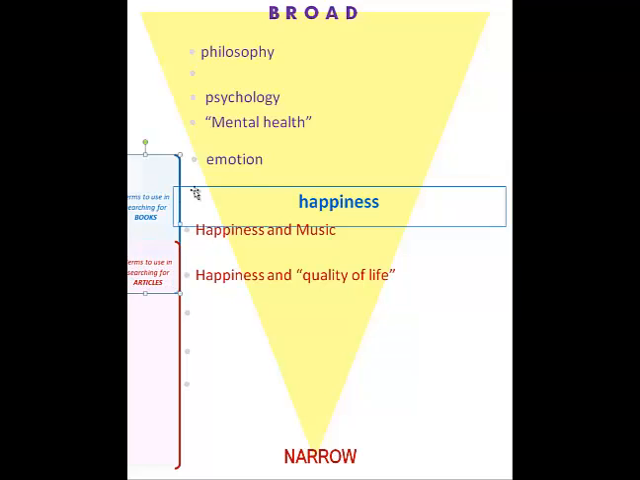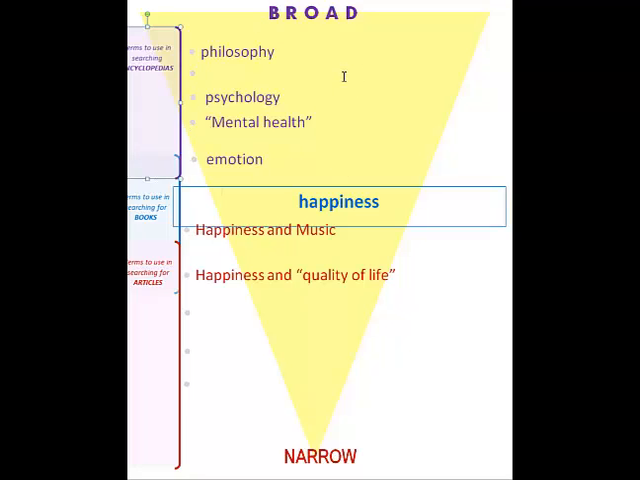In general, the terms in the middle of your map here, in the middle of your triangle, you're going to use when you're searching for books. So the library and our partner collections will have books about happiness. We may also have books about happiness and music and happiness and quality of life. Notice that there's an overlap between these 2 fields. And this one's going to overlap also. We'll make it overlap a little bit more.